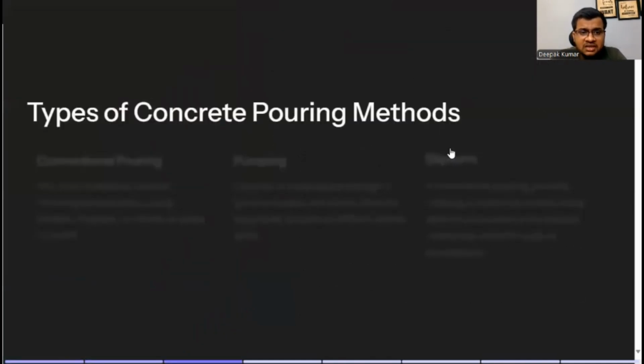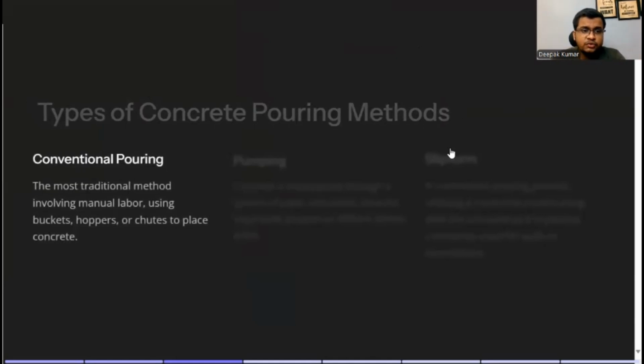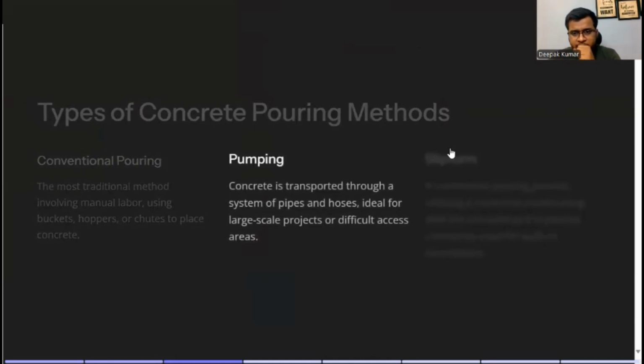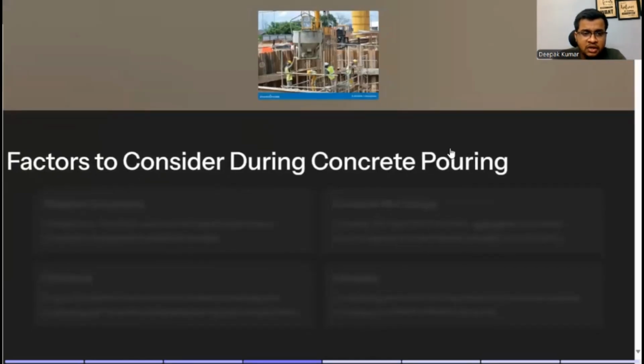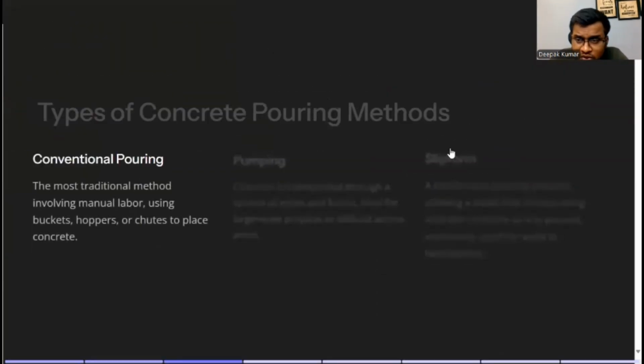Now, the types of concrete pouring methods. There are a few types: the first is conventional pouring, the second is pumping, and the third is slip form. Conventional pouring is the most common method, involving manual labor using buckets, hoppers, and chutes to place concrete.